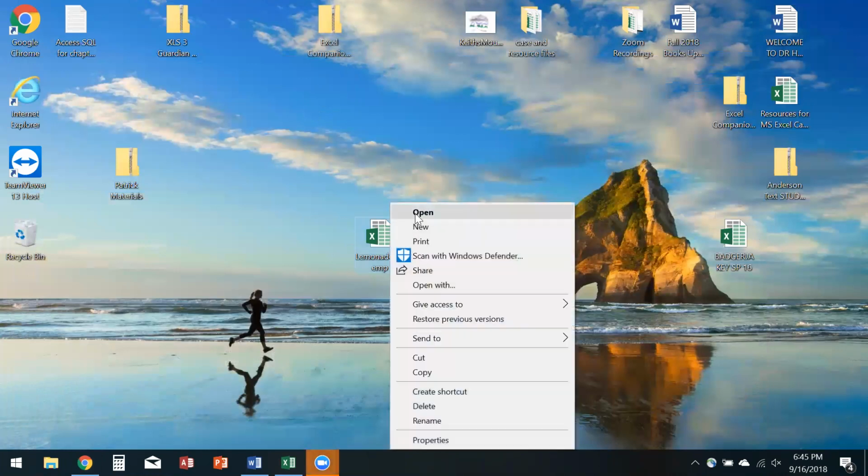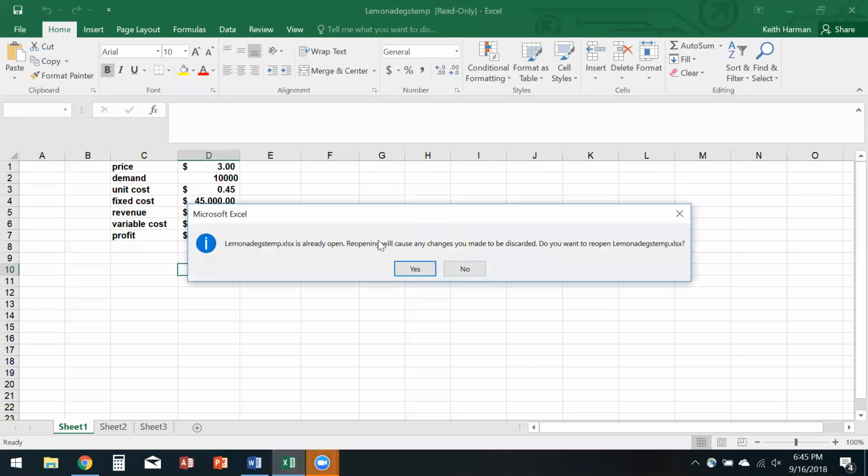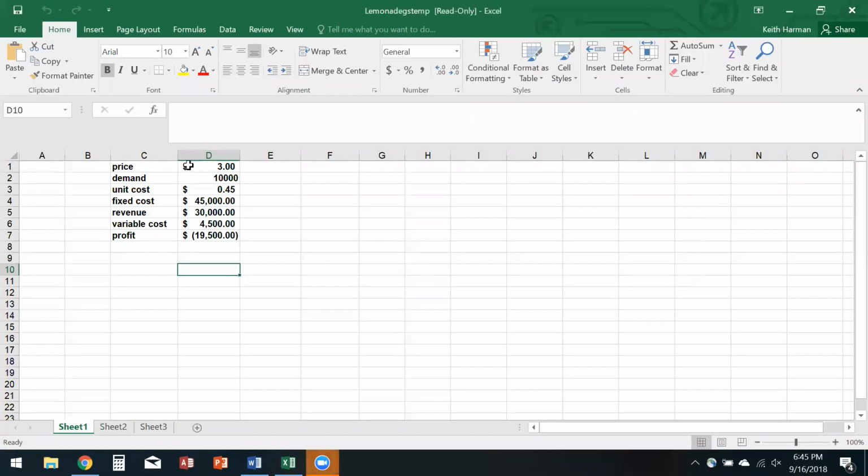Let's open it up and take a look at it. All right, here's the price. Okay, and here's the price per unit. There's the demand. There's the unit cost, and the fixed cost, and the variable cost. And see, they've done a little work for us here.